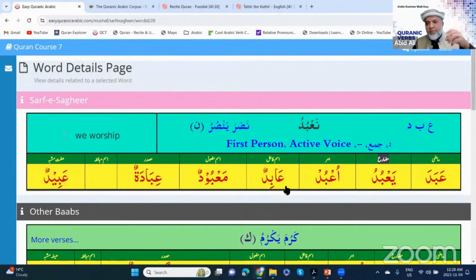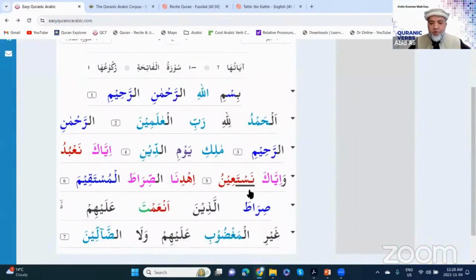Now, who do we worship? Allah subhanahu wa ta'ala. So Allah subhanahu wa ta'ala is our ma'budun. He is the maf'ul, but he's the ismul maf'ul. There is a difference between the maf'ul and ismul maf'ul. And what is the action of ibadah? Ibadatun. Okay.